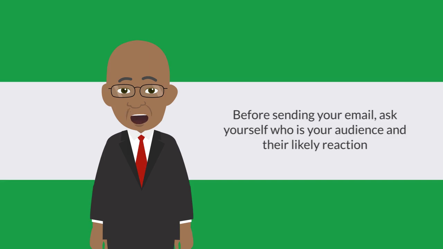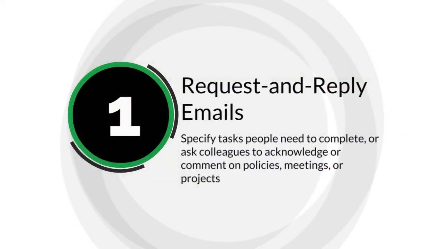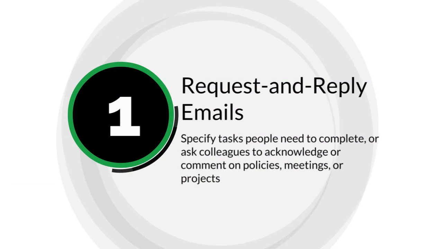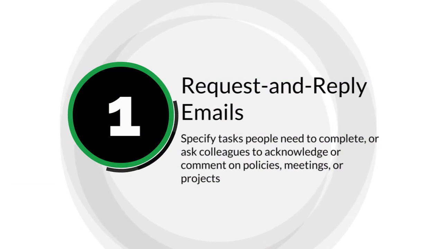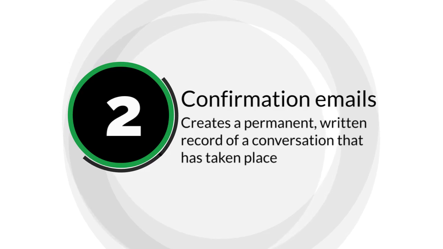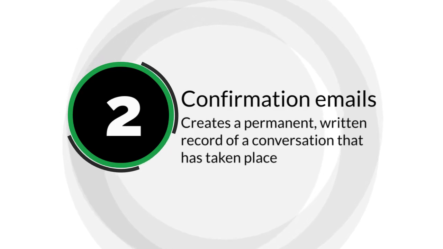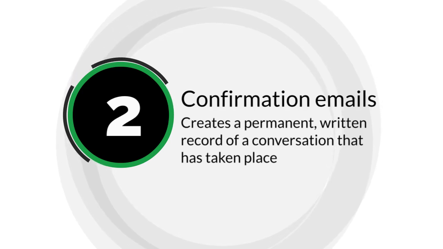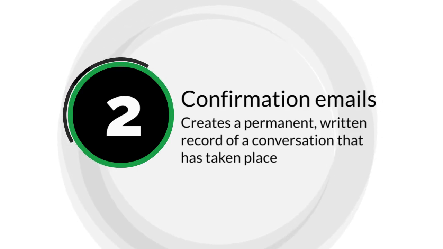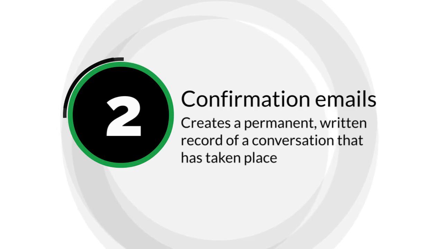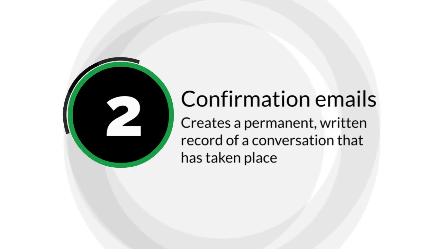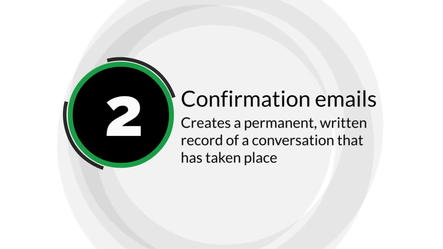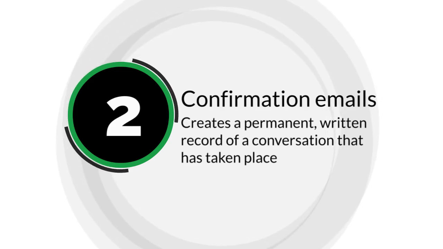The major types of emails in the workplace include request and reply emails, which specify tasks that people need to complete or ask colleagues to acknowledge or comment on policies, meetings, or projects, and confirmation emails, which create a permanent written record of a conversation that has taken place. For example, if you and a colleague discussed collaborating on a project over lunch, you might send them an email with the details of that conversation. This gives you both a record of the conversation and it allows for it to continue if required.